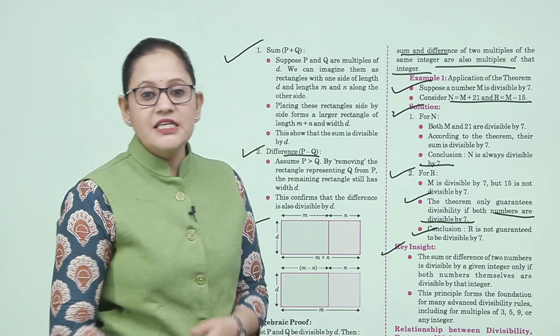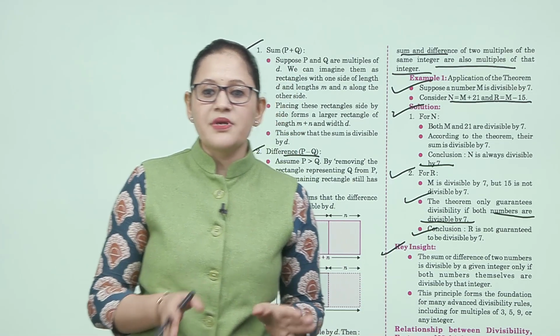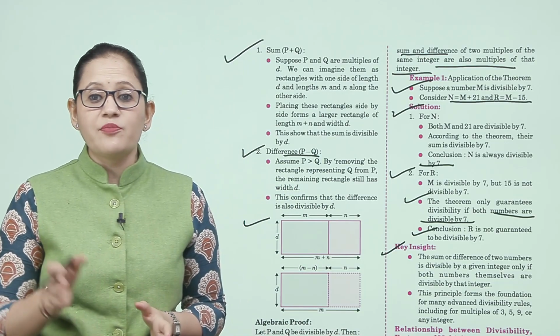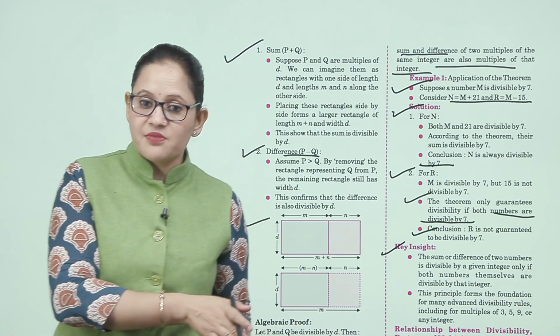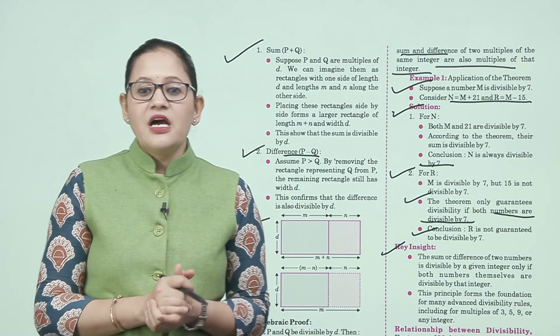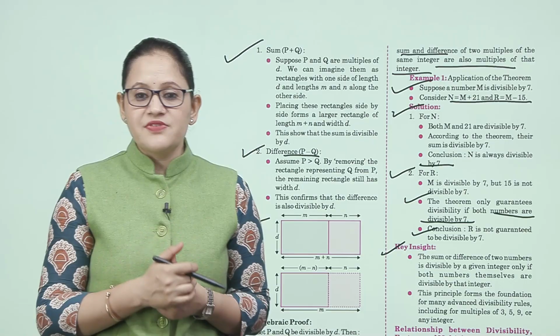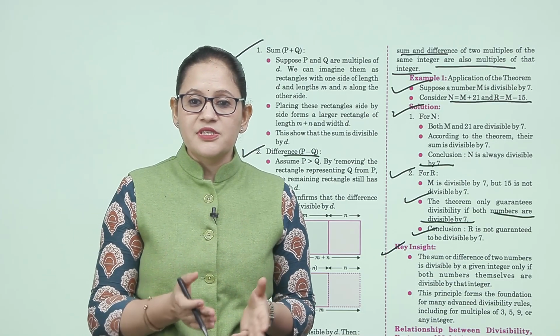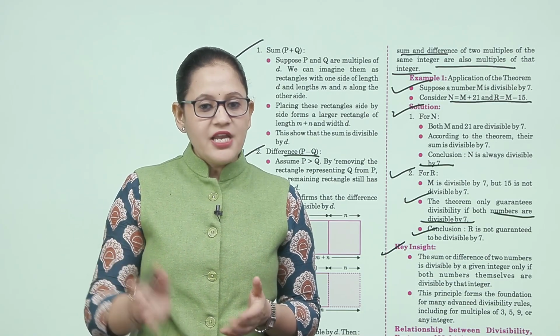Now, key insight: the sum and the difference of two numbers are divisible by the given integer only if both numbers themselves are divisible by the integer. This principle forms the foundation for many advanced divisibility rules, including the multiples of 3, 5, 9 or any integer.